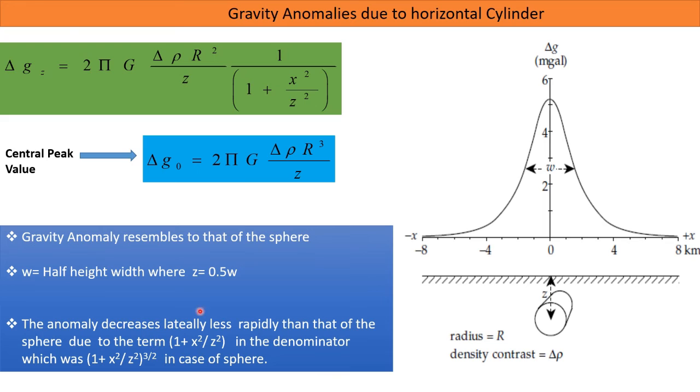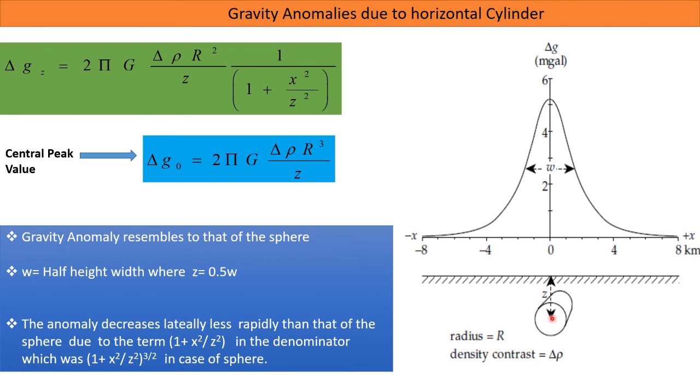So obviously that term decreases in the x direction, positive or negative, because the profile is symmetrical, less rapidly than that of the sphere. If you are having two profiles with the same shape, then the lateral decrement, that means along the x axis, will be sharp for the sphere and less sharp for the horizontal cylinder. In that way we can discriminate the profiles between the cylinder and the sphere. I hope you are clear about that.